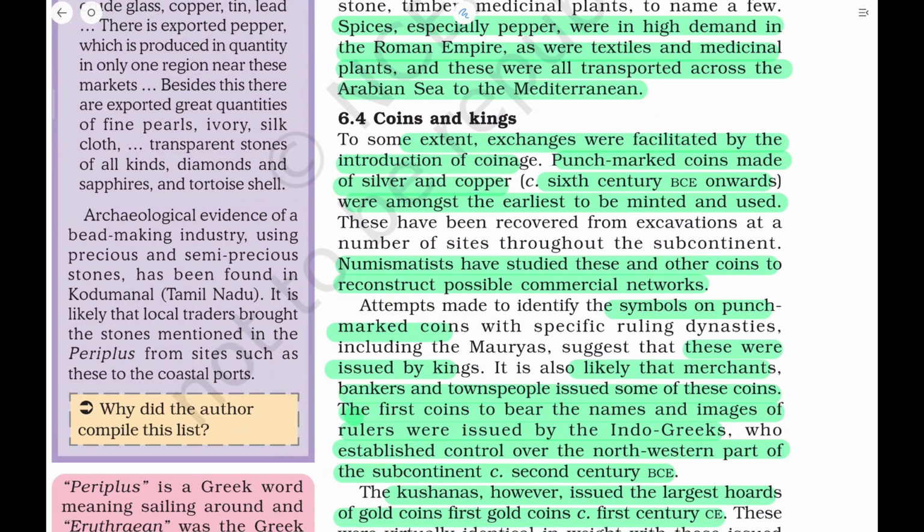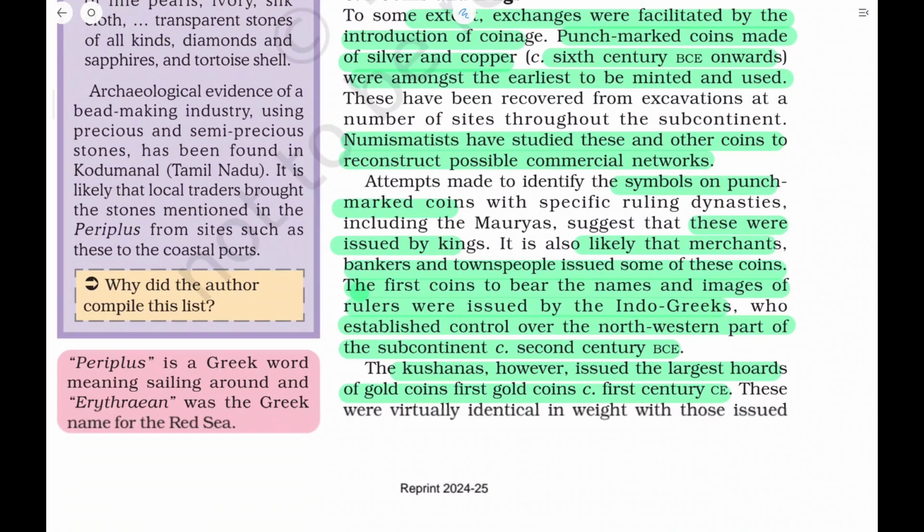Okay. So the punch marked coins were made up of silver and copper and were amongst the earliest to be minted and used. So the first coins to be used in the Indian subcontinent were the punch marked coins. Now a lot of information is given about the punch marked coins. You have to know that as well. Now numismatics. What is numismatics? It is the study of coins.